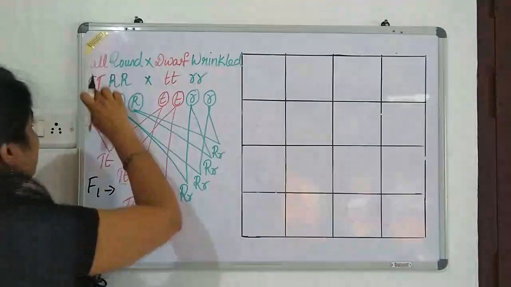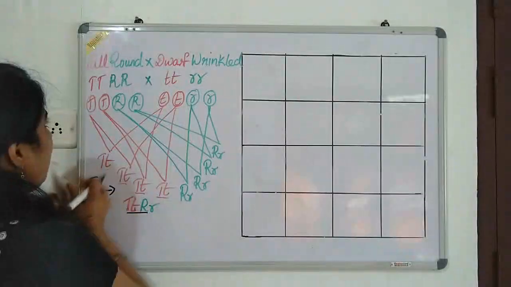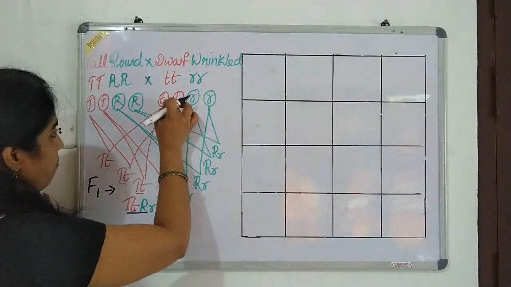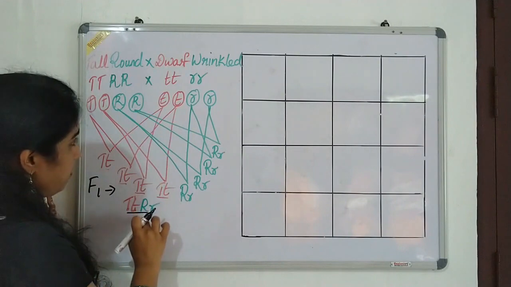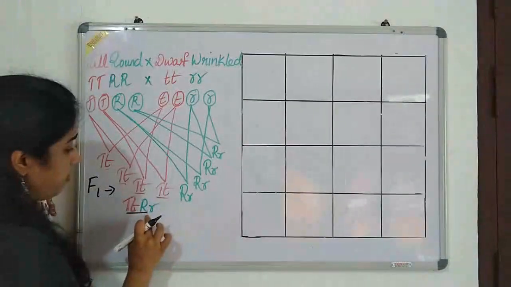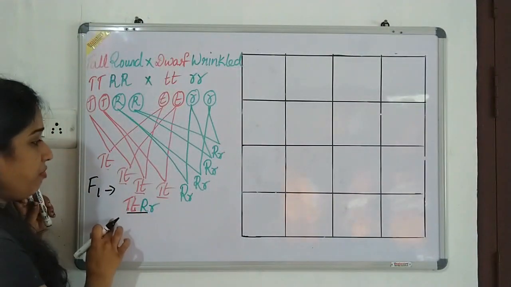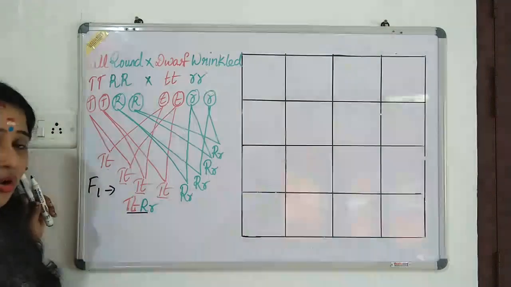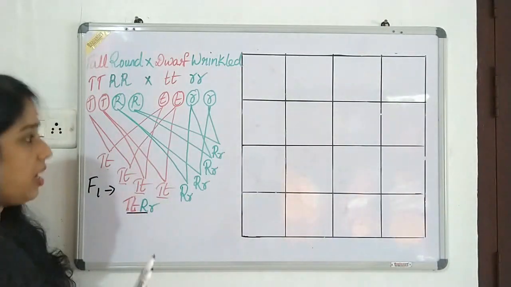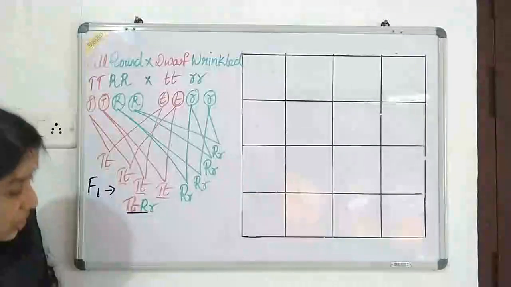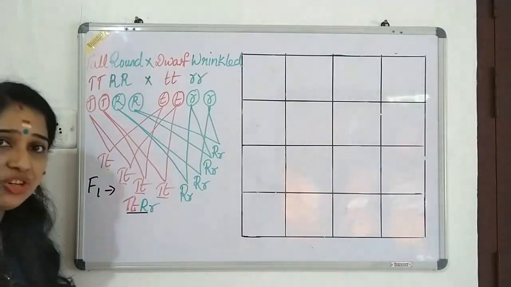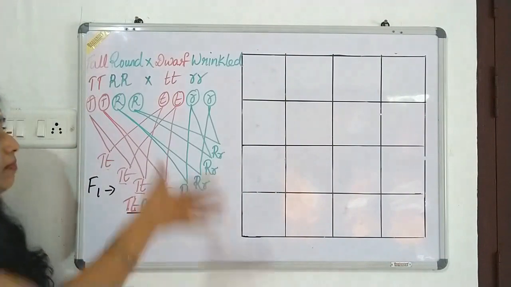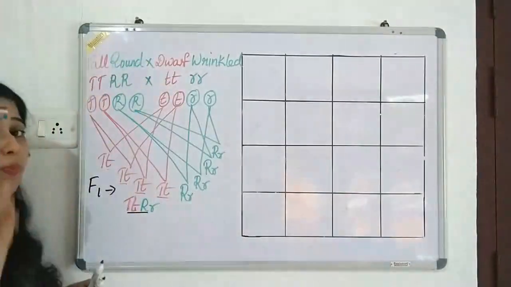Every character is controlled by two factors or two T's. So, one T from this father, and one small t from mother. One capital R from this father and one small r from this. And this is the first F1 generation or first filial generation. Here Mendel has done which type of cross? It is which type of pollination? Cross pollination. Because it was done in two plants.